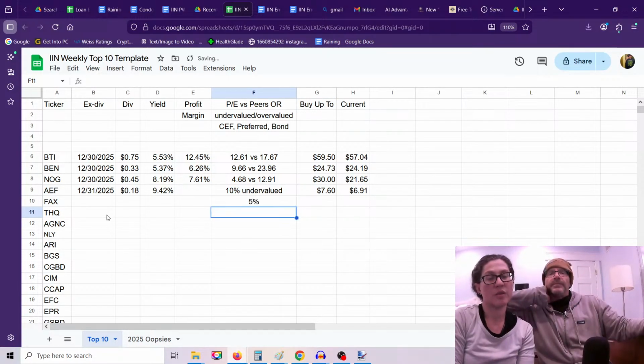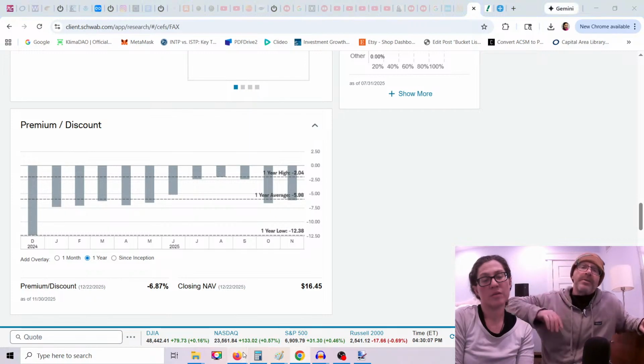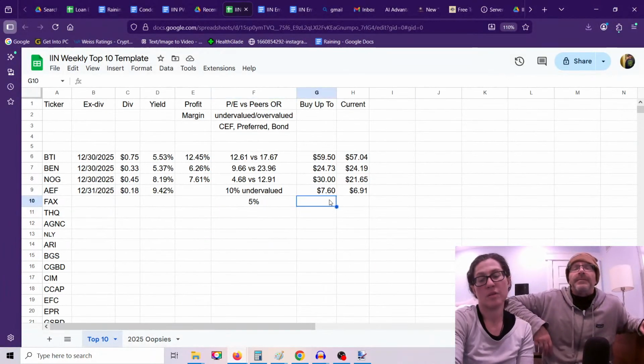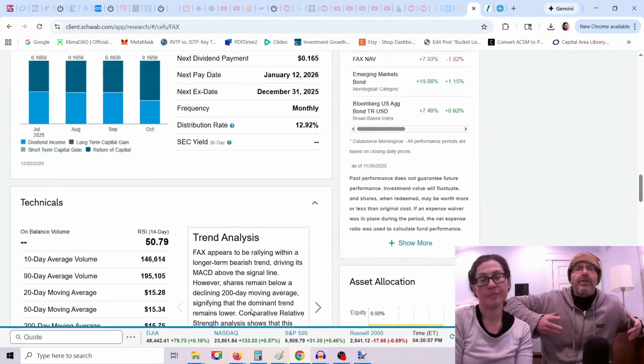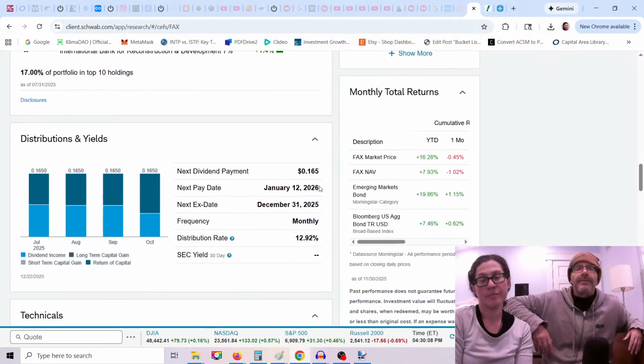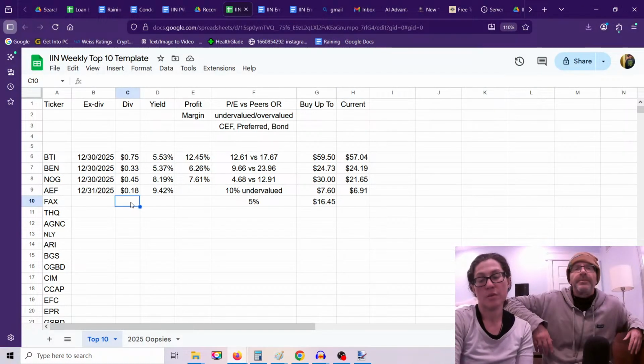Okay. I'll do the undervalued later. You can put your price in there when you're looking at it, whatever the price was. Current price. 16.45 is the buy up to. That's not necessarily always the case. Sometimes, I'll show you if we actually come across one that has a reliable discount premium chart there. 16.5. 17. Always round up, because if you put 16.5 in there, it's going to round up to 17. So, gotcha.